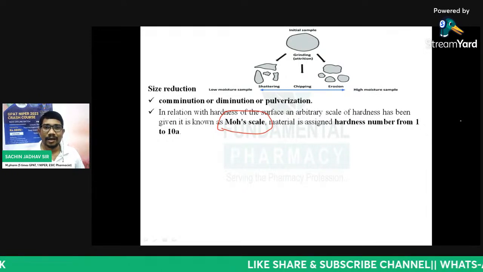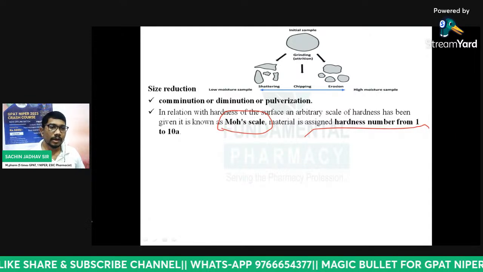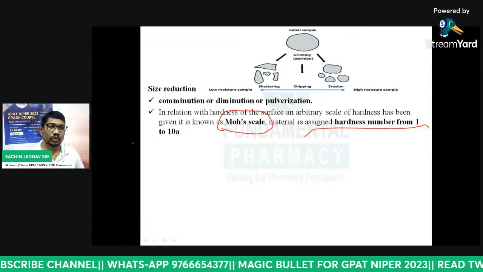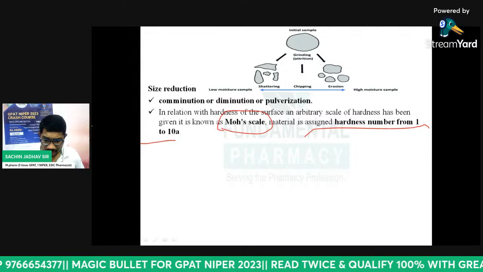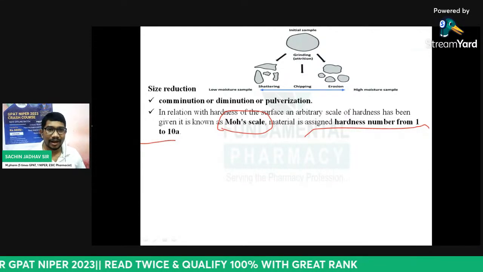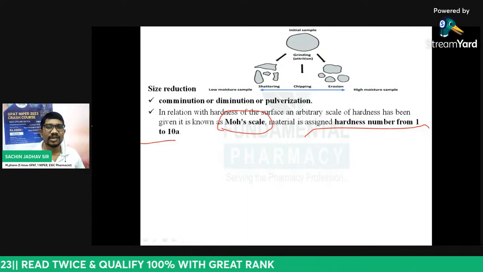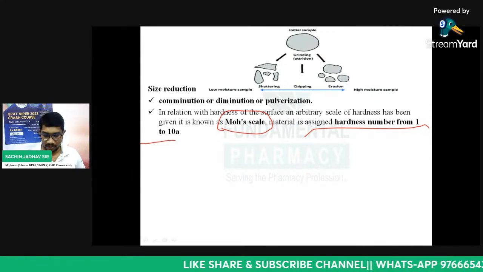So on this scale, material will be assigned a hardness number ranging from 1 to 10. For example, 1 will be given for soft material and 10 will be given for the hard material. तो मोह स्केल के ऊपर मटेरियल का हार्डनेस कितना है या फिर टफनेस कितना है, उसके अकॉर्डिंगली मटेरियल को स्केलिंग किया जाता है. So that is nothing but the Mohs scale, right?